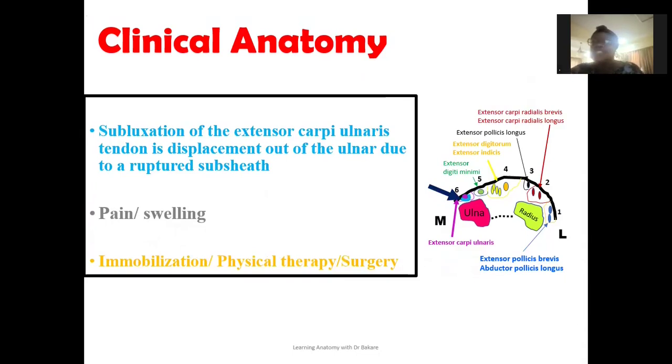Basically, immobilization, physical therapy, or surgery, if chronic and there is a need for the repair of the tendon, may serve as treatment options.